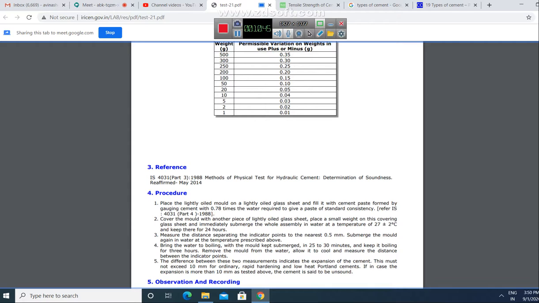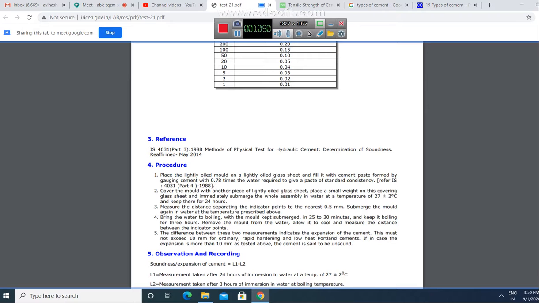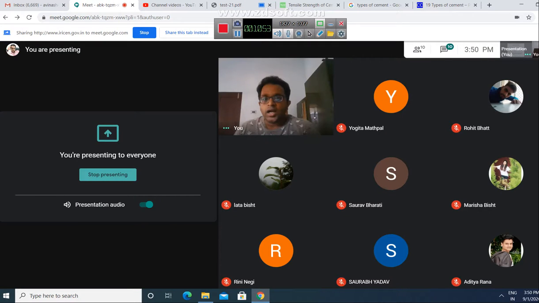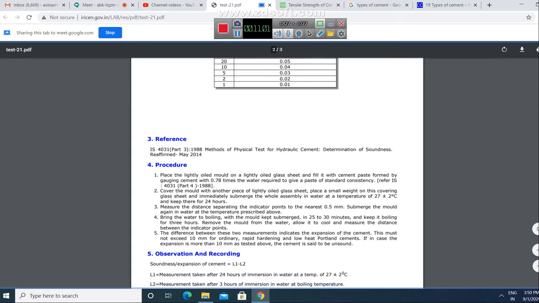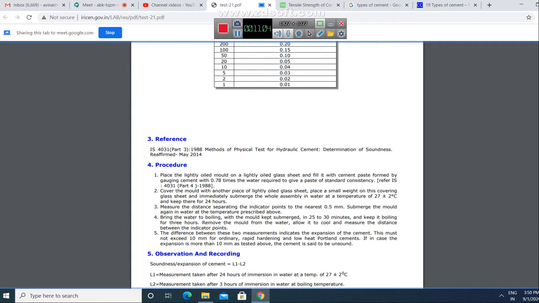Between the two indicator points, you measure the distance. After the distance between the two indicator points is measured, you again submerge the mold in water. Now you have to boil the water with the mold kept submerged, continuing the boiling for 25 to 30 minutes. After a time period of say 3 hours, you remove the mold from water. Once removed from the hot water, it is allowed to cool, and again you measure the distance between the indicator points.